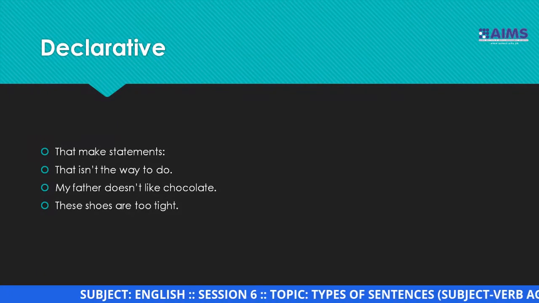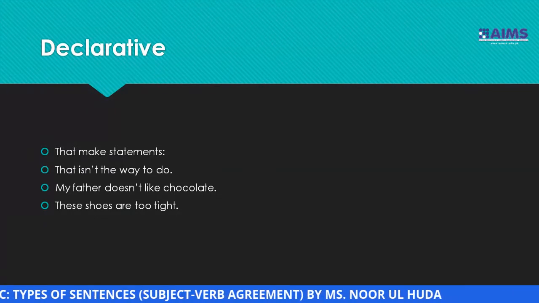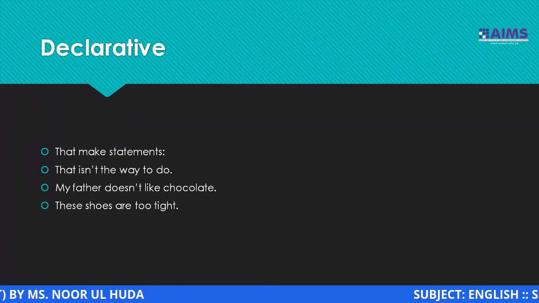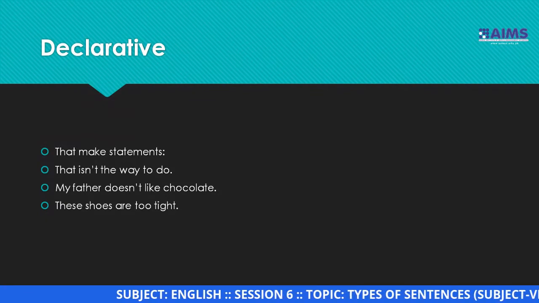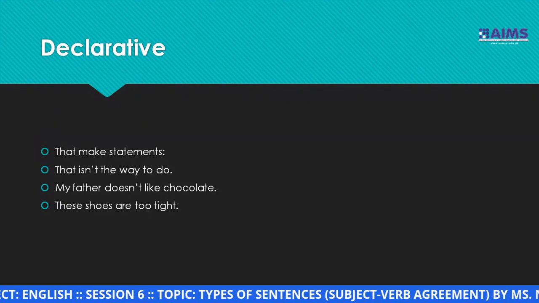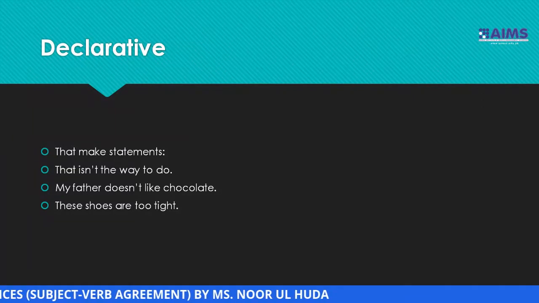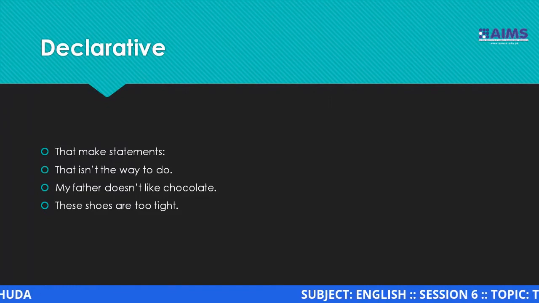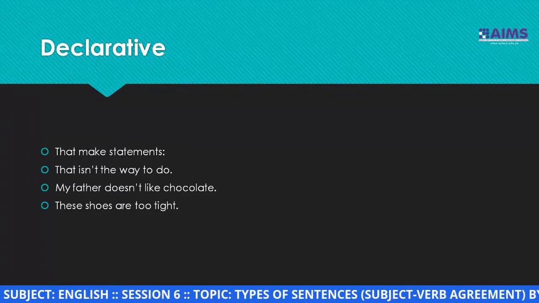So when we declare something, we form declarative sentences. And how do we actually form declarative sentences? Declarative sentences are formed in a simple way: subject, verb, and object. But not necessarily all the affirmative sentences are called declarative sentences. Declarative sentences may be affirmative or negative.